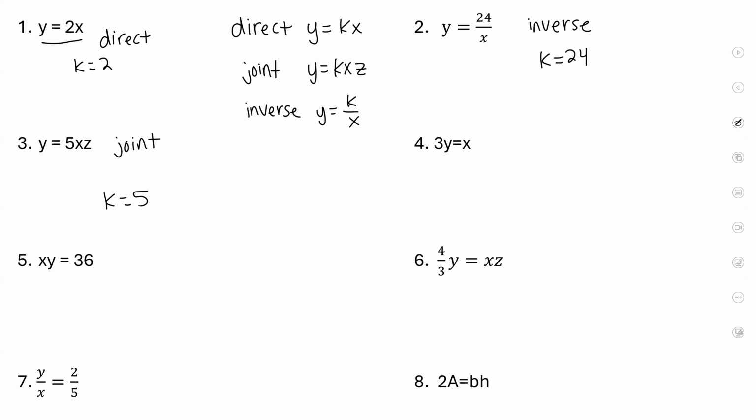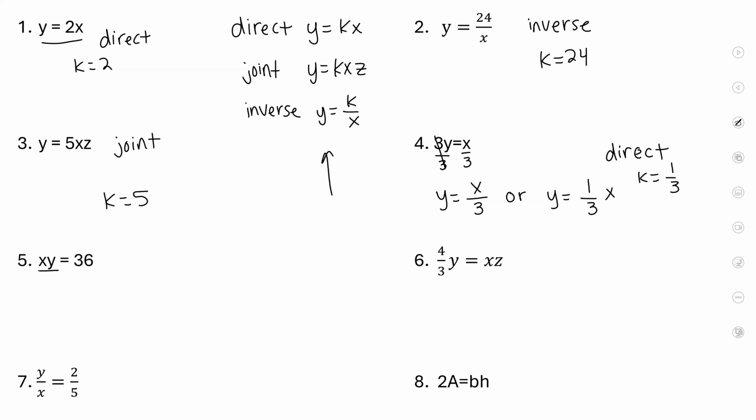This one, I have to get y by itself so that it looks like one of these. So divide both sides by 3. You get y equals x divided by 3. Or you can write it as y equals 1/3 x. So this is varies directly. This is direct variation. And your k value is 1/3.